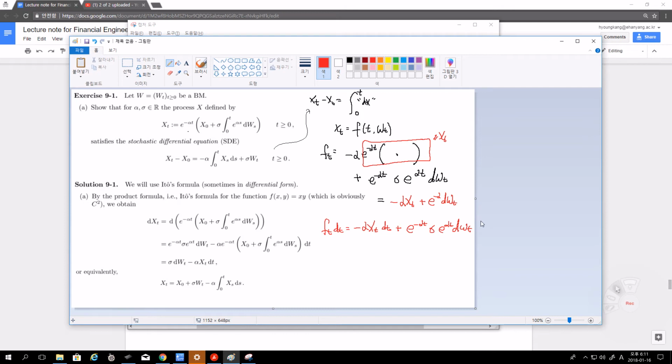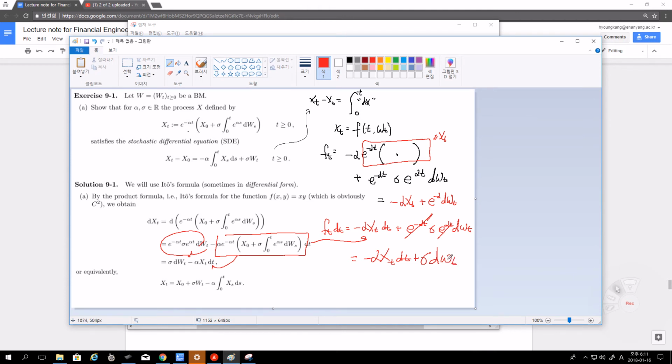And then this term is exactly the same too, right? If we compare this one, this is solution. So this term is same to this one, right? And then this term is actually same to this one, and this term becomes this one because they cancel out. So minus alpha xt dt plus sigma dwt.